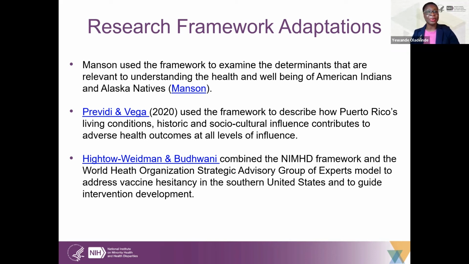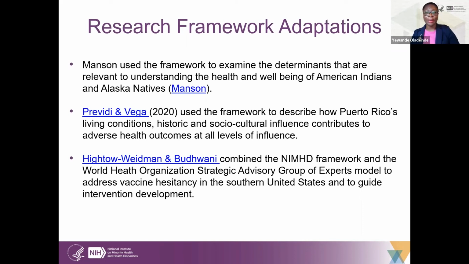The other example is Pravidi and Vega. Pravidi and Vega from the University of Puerto Rico used the framework to address how Puerto Rico's living conditions, historic and sociocultural influence contributes to adverse health outcomes at all levels of influence. And for this, Pravidi and Vega, they actually used the framework in its original form.